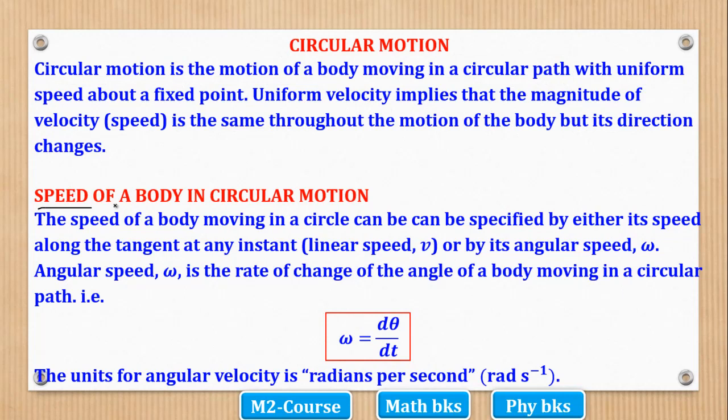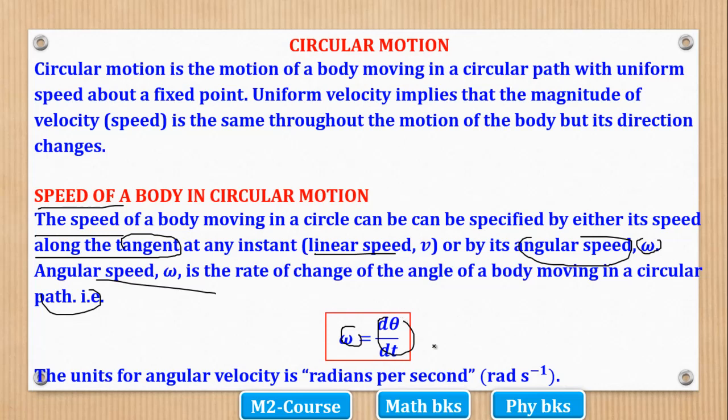So let's start with the speed of a body in circular motion. The speed of a body in a circle can be specified by either its speed along the tangent at any instant, which we call linear speed, or by its angular speed, omega. I think you saw this in the topic of simple harmonic motion. So angular speed or velocity is the rate of change of the angle of a body moving in a circle. Therefore, omega is denoted by dθ/dt, and the units are radians per second.